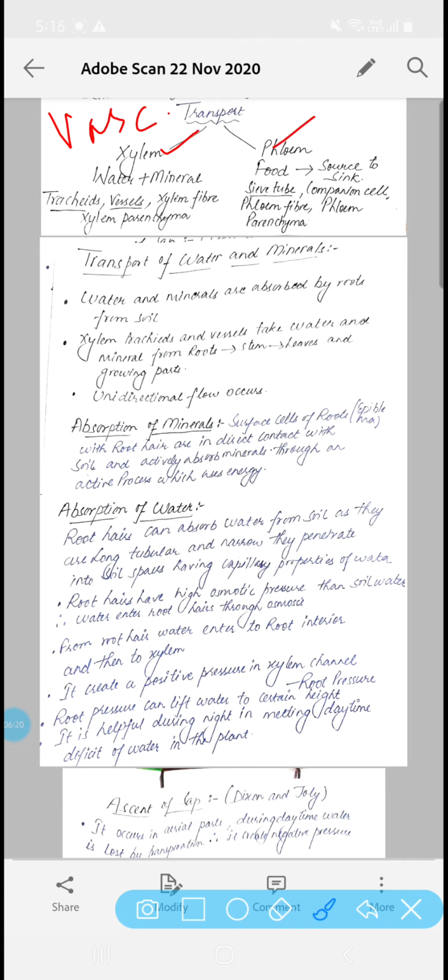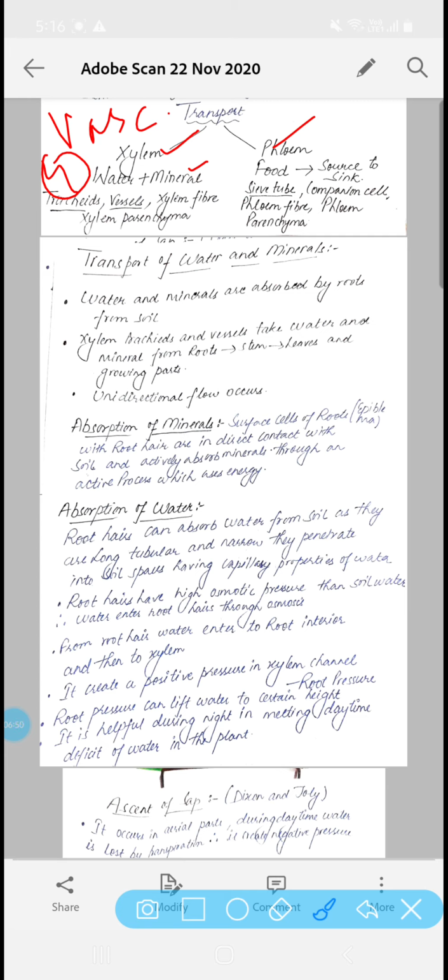Now if we talk about xylem, xylem is the main conducting unit of the plants which conducts water and minerals, or we can say which transports water and minerals from the root to the different parts of the plant. In class 9th you have studied that xylem is made up of 4 types of cells: xylem tracheids, xylem vessels, xylem fibers and xylem parenchyma. Out of these, 3 are dead and 1 is living.